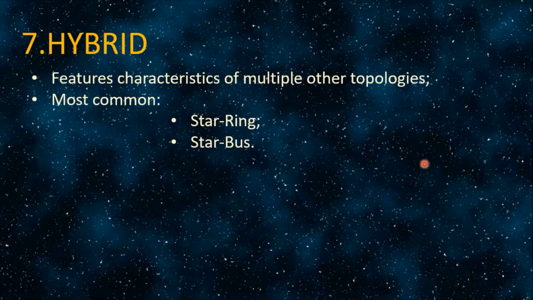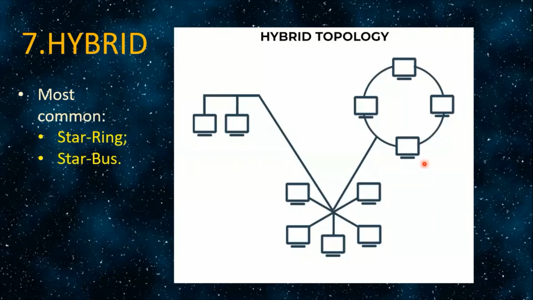Now, the last one is the hybrid topology. It features characteristics of multiple other topologies, most commonly star ring and star bus. And here we have an example. Here is the star bus part of the hybrid. And here we have a star ring part of the hybrid.